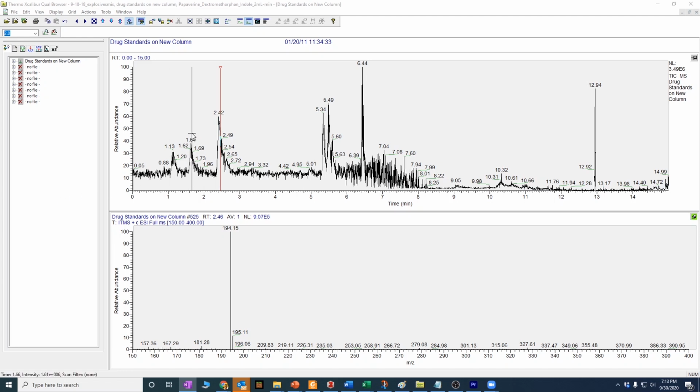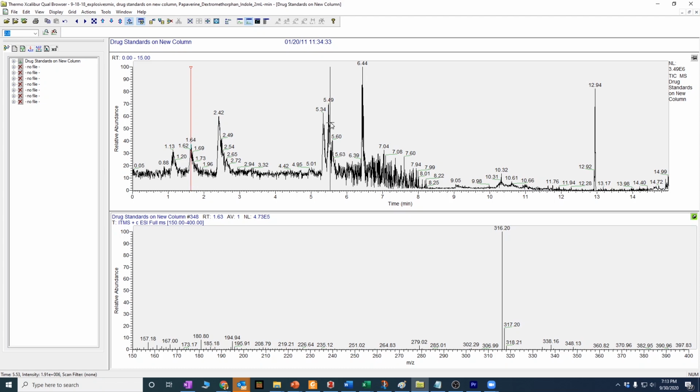So this is really powerful. It's much more useful than UV. With UV, you can get a lot of different compounds with similar UV spectra, and you can't just look at the UV spectrum without running a standard and tell what it is. But we can go look up molar masses, so this is very, very useful.